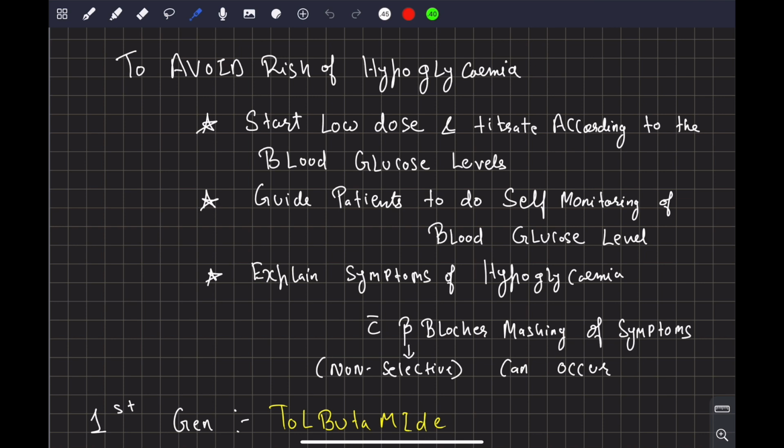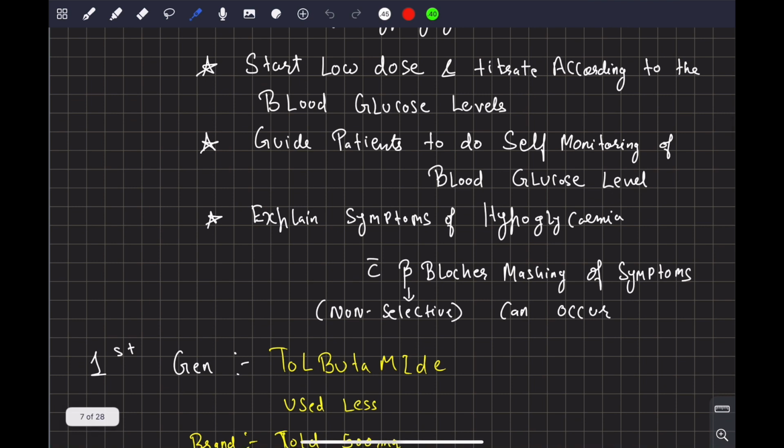And to avoid the risk of hypoglycemia, what will you do? You will start the dose slow and titrate according to blood glucose level, and you will guide the patient to self-monitor blood glucose level. The patient has to monitor this because if you are starting a new therapy, the patient needs to monitor or the patient will have hypoglycemia, and you have to explain the symptoms of hypoglycemia.